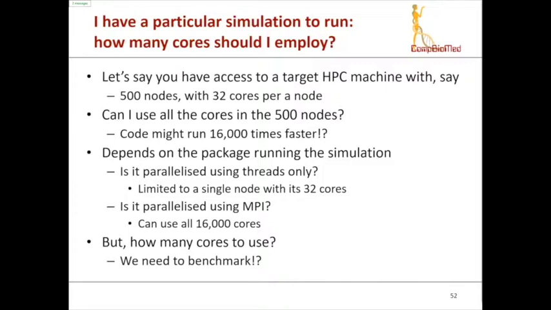If it's parallelized using threads, say POSIX or OpenMP, then you're limited to a single node. So at best, you can go 32 times faster. But if it's parallelized using MPI, theoretically, you could use all 16,000 cores. So, should you? That's the question.